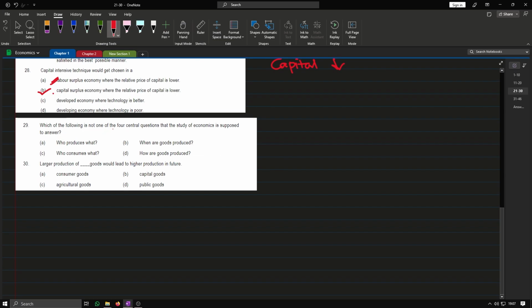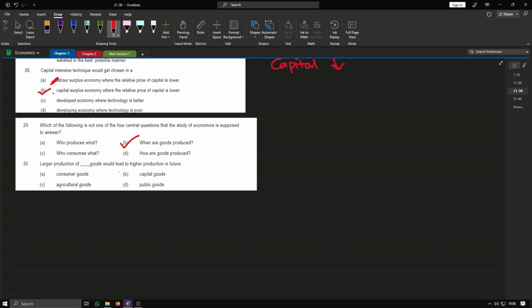Which of the following is not one of the 4 central questions that the study of economics is supposed to answer? They are asking which is not one. Who produces what? When are goods produced? Who consumes what? How are goods produced? The study of economics usually answers who produces, what to produce, how to produce. These kinds of questions are usually answered, right? Who consumes usually depends on your income, so economics answers that. When to produce the goods is not answered. So it's option B. Again, let me clear that so that it does not confuse. It's option B.